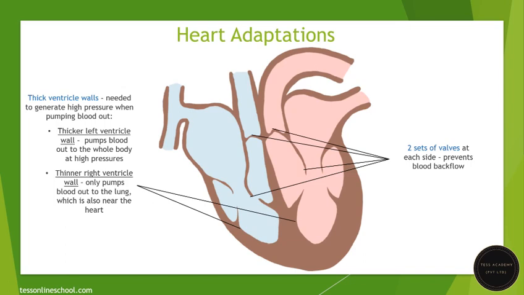Whereas on the right-hand side, the muscle wall is much thinner because the blood only needs to be pumped to the lungs, which is a very short distance away from the heart.